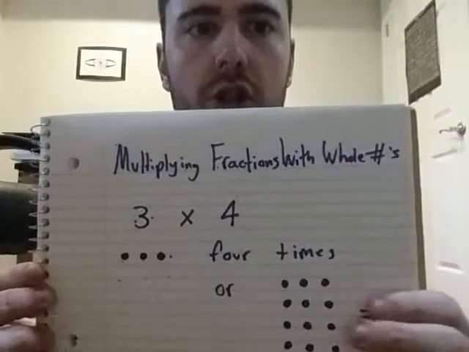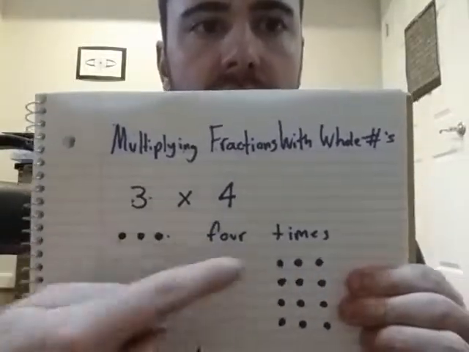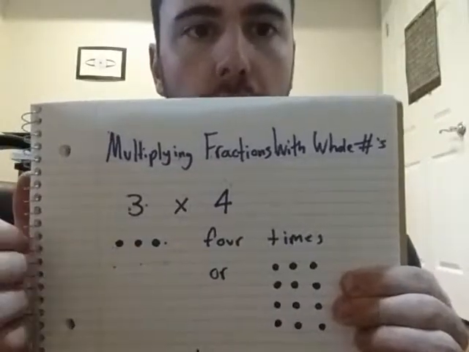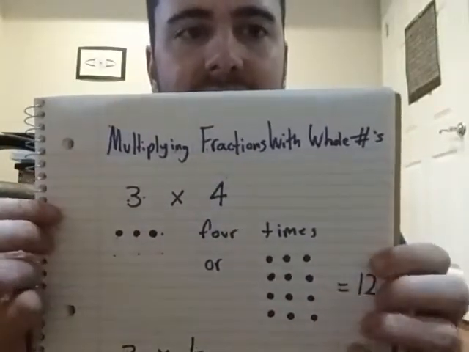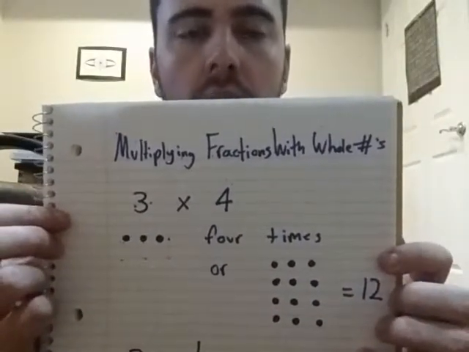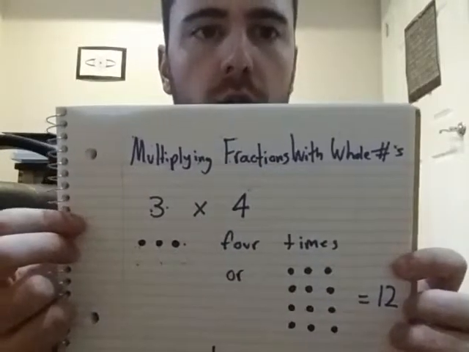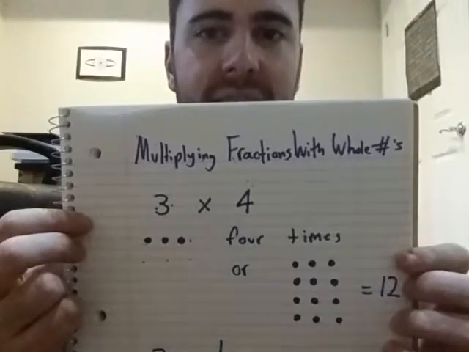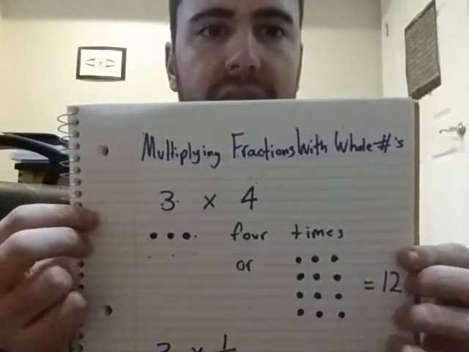So I can actually show that right here. You can see that I've written 3, 3, 3, and 3. So I've just repeated it 4 times, and that's the same thing as 12, okay? So when we multiply whole numbers with whole numbers, it's just asking what amount are we repeating and how many times are we repeating it, okay?